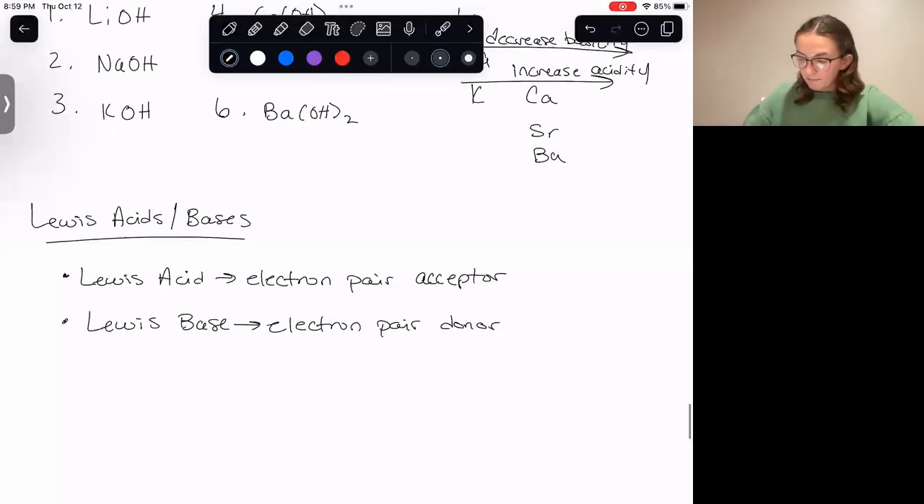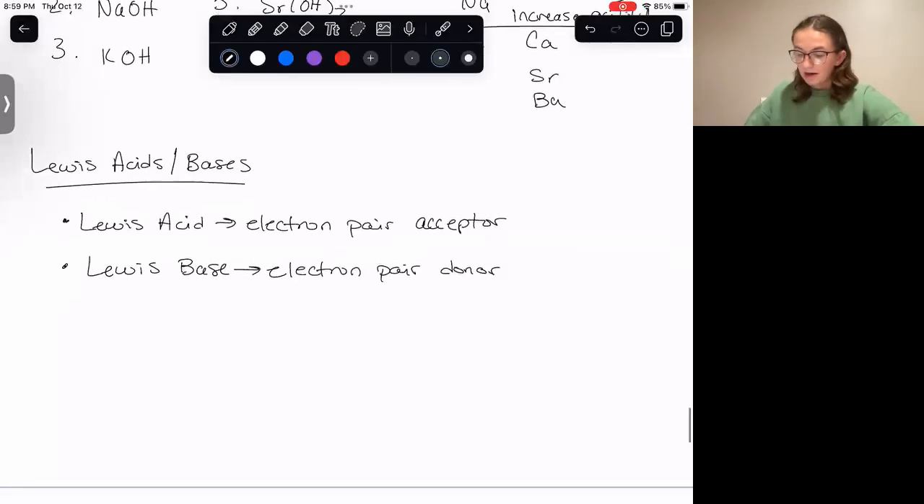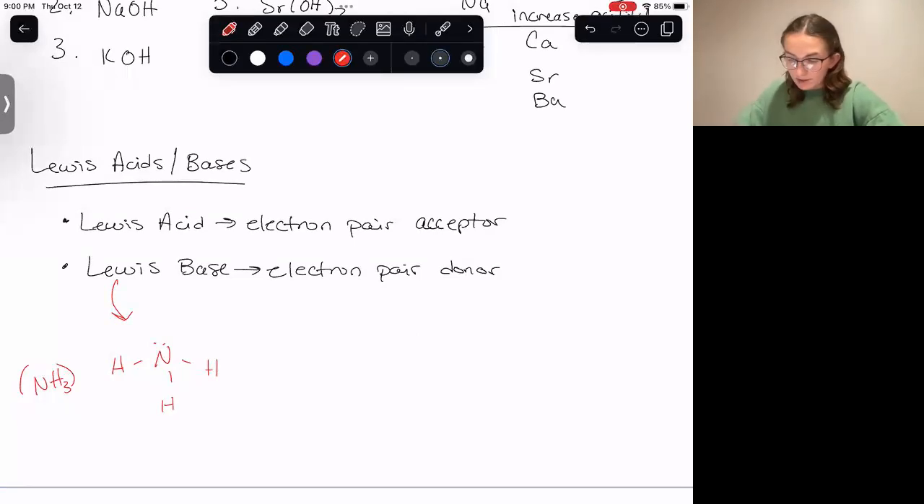Alrighty. So how do we see this in action? I think it's easiest to see what a Lewis base looks like and how it acts. A lot of the times you will use the weak base NH3. If you write out the Lewis structure for NH3, you will see this lone pair on top of the nitrogen. That is what's donated during this acid-base exchange.